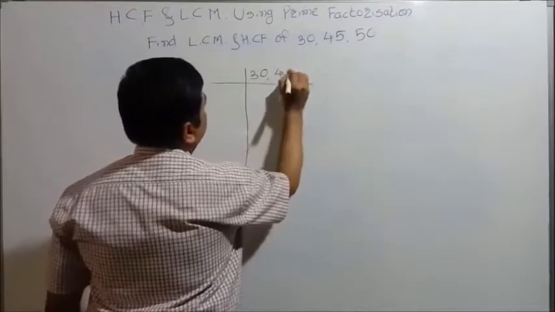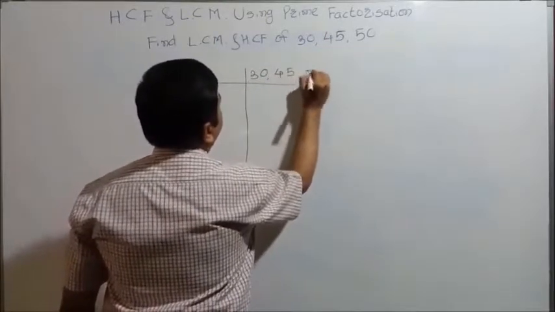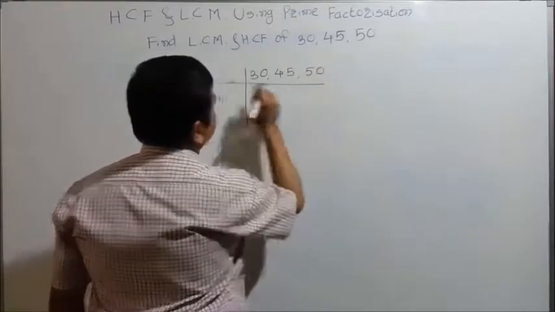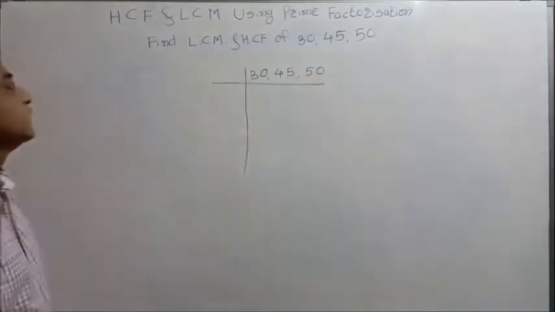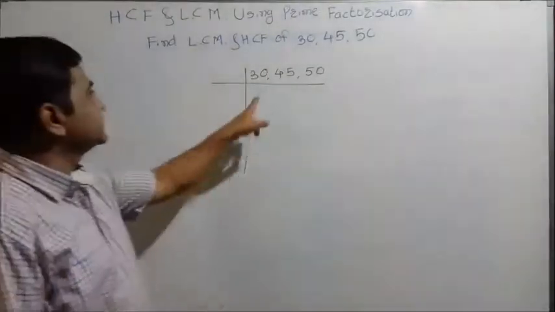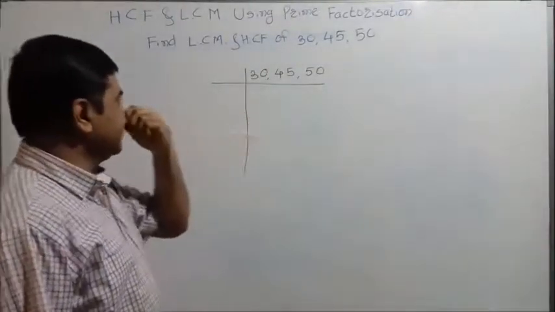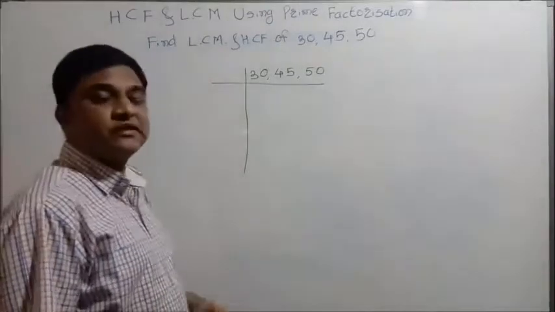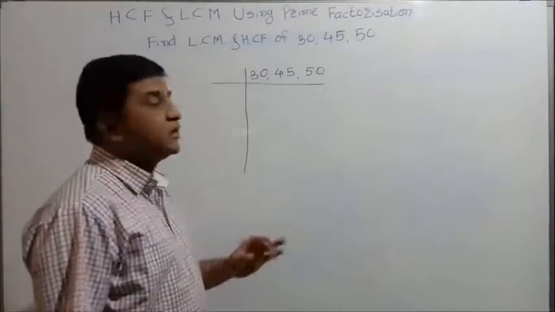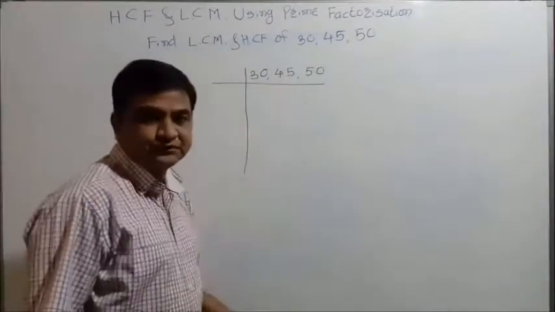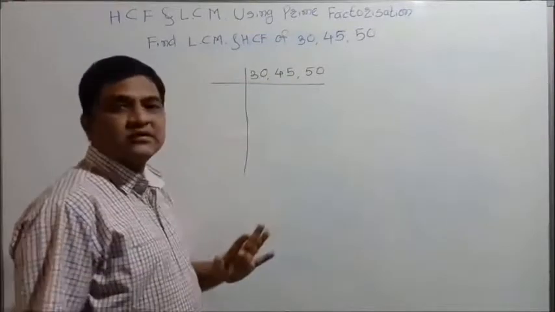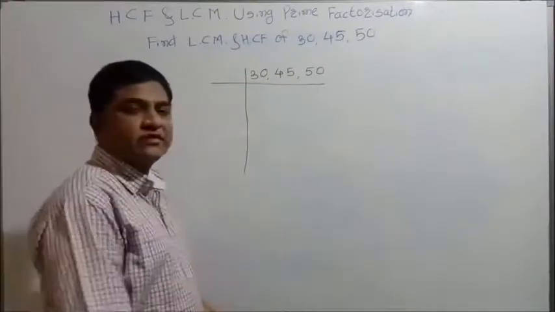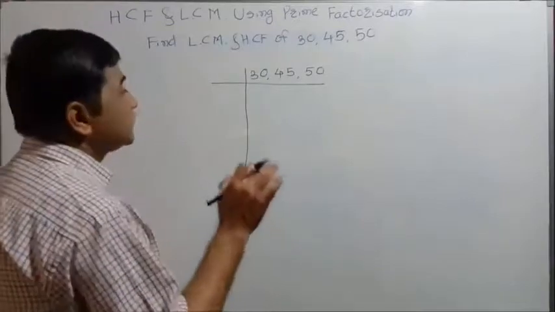We'll go for one more example by the combined division method, and we'll see what cautions to be taken while finding out HCF and LCM in the combined division method. Now, in this case, we'll take 3 numbers. We have a problem in front of us: we have to find the LCM and HCF of 30, 45 and 50, and we are going to do this using the common division method.